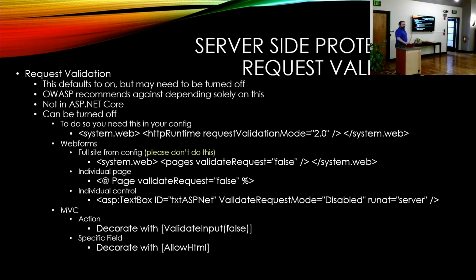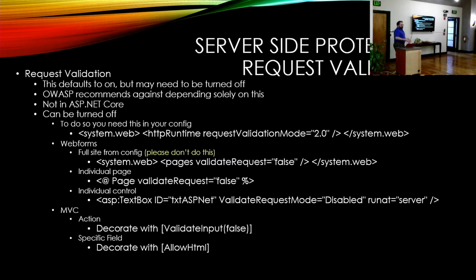So to turn it off, the first thing is in both MVC and in web forms, you're going to have to add this script right here. Oh, you don't get to see my cursor. This script right here. httpRuntime requestValidationMode equals 2.0. What this does is it slows down the protection. It delays it so that it will consider other variables.